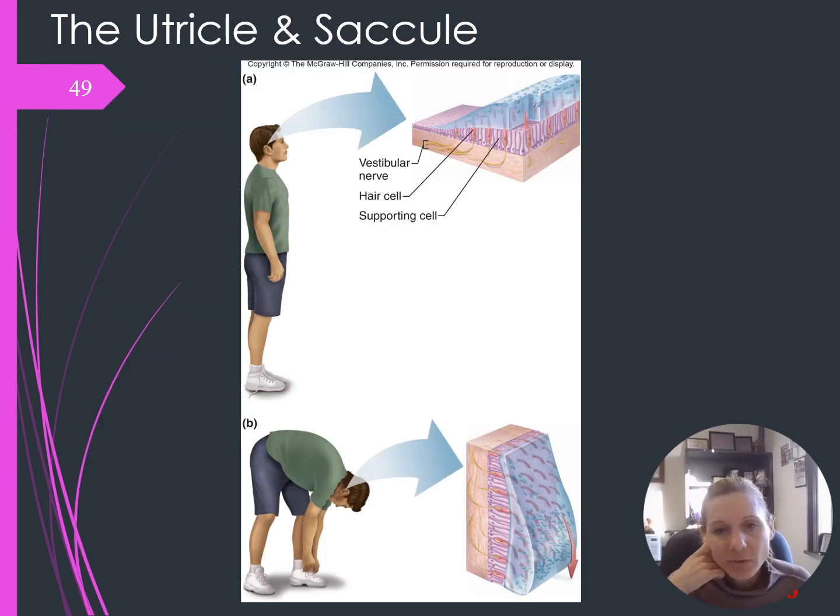Okay, here you can see the relationship between the utricle and saccule. Again, these are going to be important for static equilibrium. And so if you've ever bent down, tied your shoe, and then tried to stand up and felt a little bit dizzy, again, that could be that hyperpolarization of those hair cells on your return back up to a standing position.